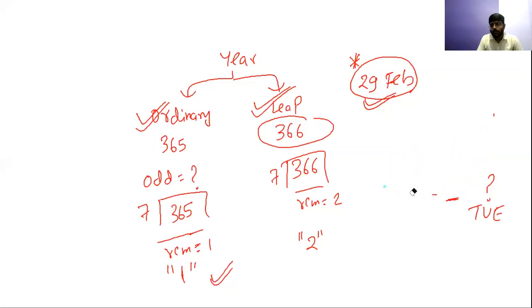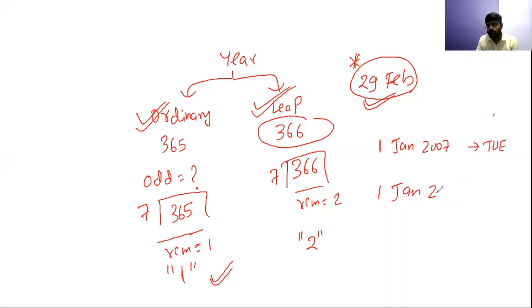If I take another example that makes it very clear again, let's suppose I take an example like this. If 1st January 2007 is, let's suppose, Tuesday, and I ask you what will be the day of 1st Jan 2008?